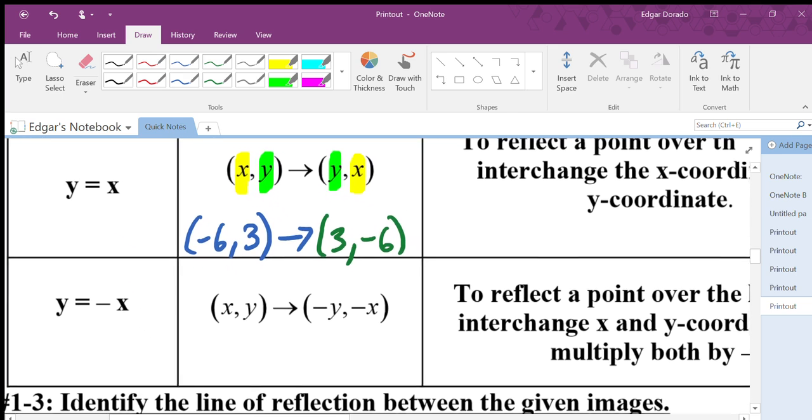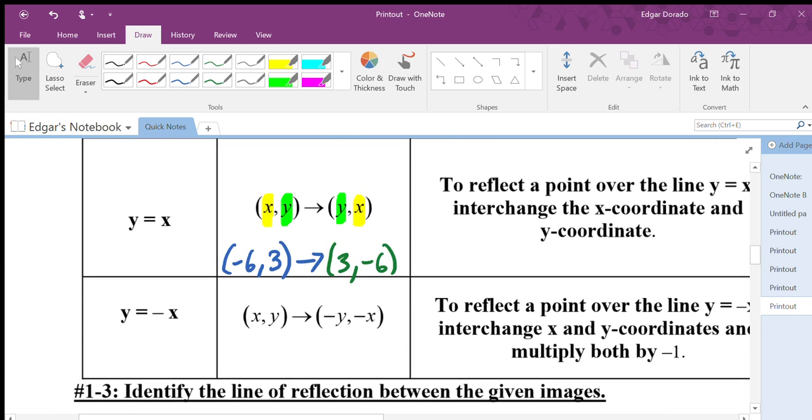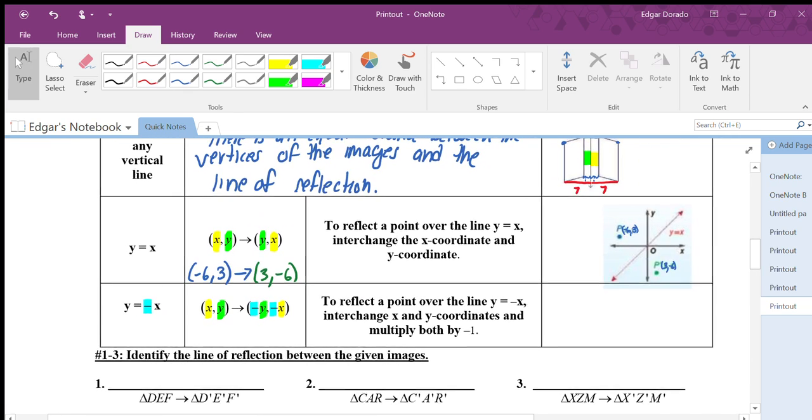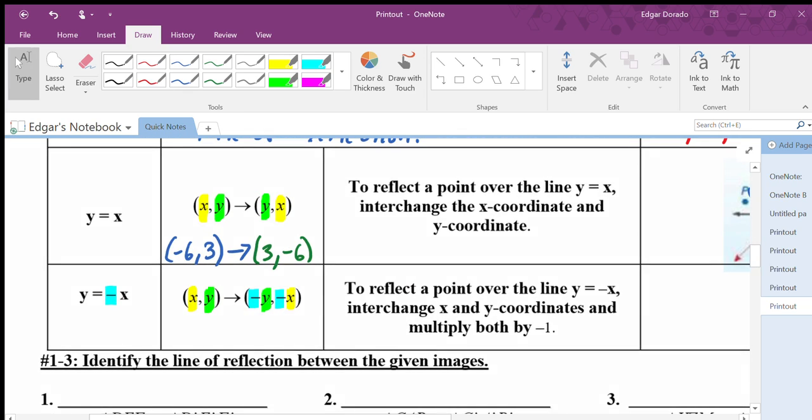Now we're talking about a reflection over the line y equals -x. So notice once again, my x still turns into my y, and my y still turns into my x. They're actually -y and -x, okay? So this is going to be the only difference, that negative right there. So once again, let me give you a good example, and I'll use my image. Oh, we actually don't have an image for that one. We'll go ahead and draw one in a second.